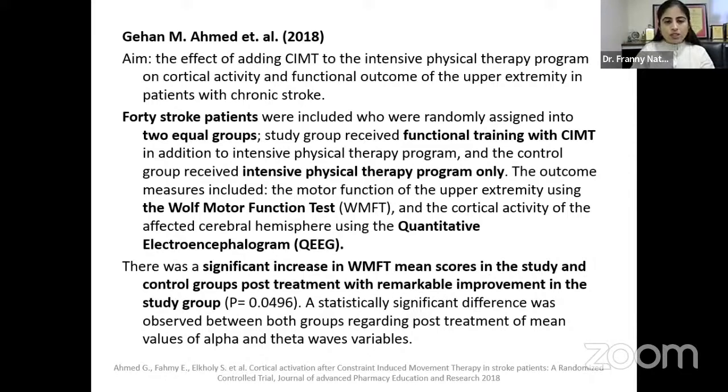The outcome measures that were used were the Wolf Motor Function Test and quantitative EEG. In the results, they found that group A, which performed both CIMT along with the intensive physical therapy program, showed significant improvement in the Wolf Motor Function Test, that is the outcome measure. And also there was a post-treatment improvement in the values of alpha and theta waves seen on quantitative EEG.